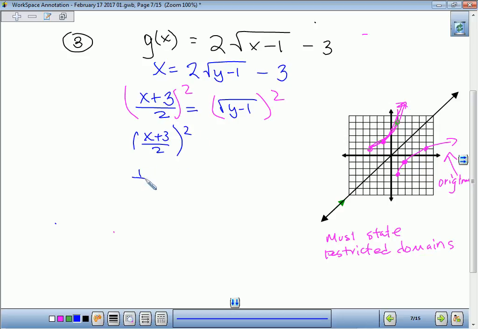Or, could I write it like this? 1/4 times x plus 3 squared. Think about it. Because you square the 2, those two are really the same. And then over here we have y minus 1.